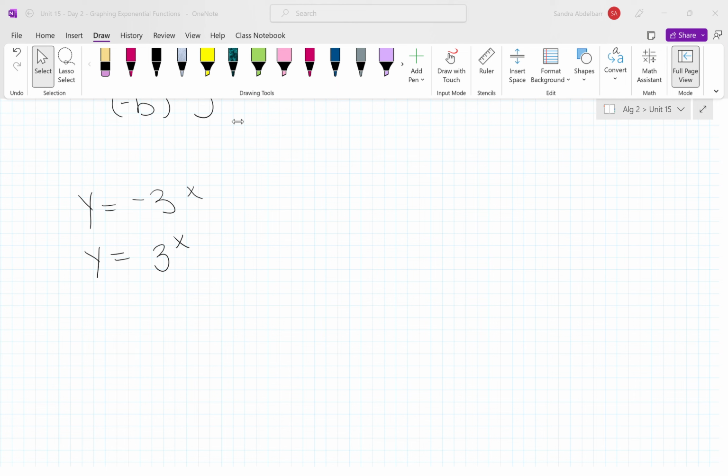So we have y equals 3 raised to the x, and then y equals the negation of 3 to the x. Oh, what happened there? That's not right. There we go. So we're just taking it and reflecting it over the x-axis, so it's just a reflection of the original.